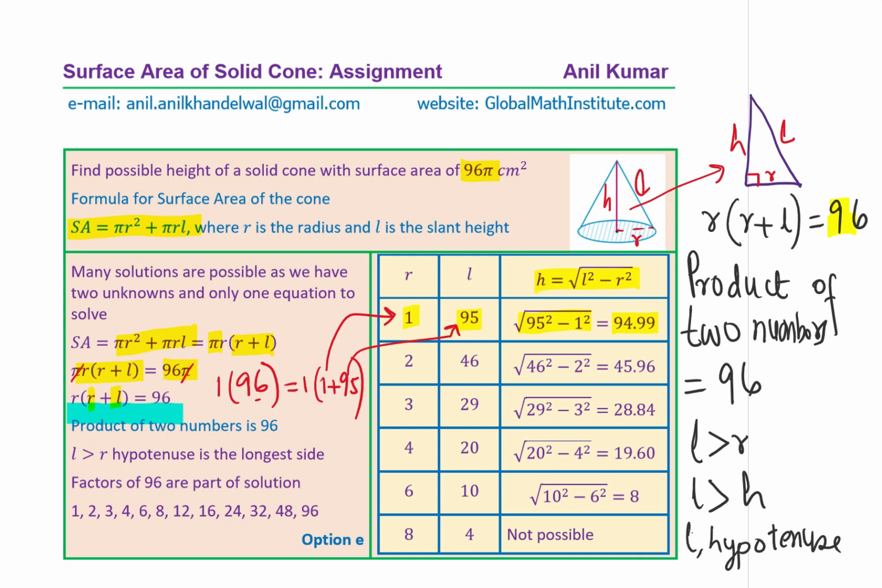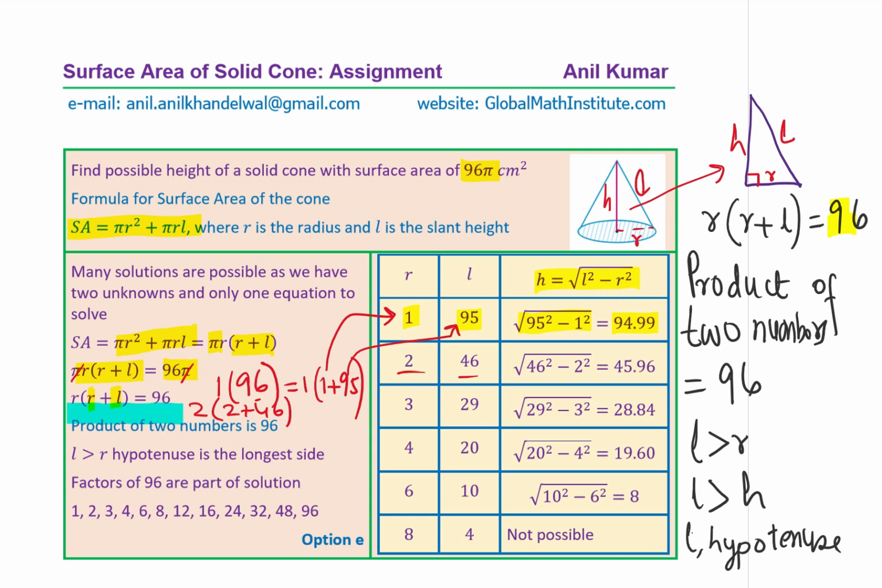Now the second factor is 2 times 48, right? So we could write the second factor as 2 times 48. 48 is 2 plus 46. You see that? So that gives you the second set, which is 2 and 46. Likewise, you can now create your table. So in the table, I'm going to write the values for R and L. Once we write the values for R and L, we'll calculate the value of H by using the square root of L square minus R square, the Pythagorean formula.